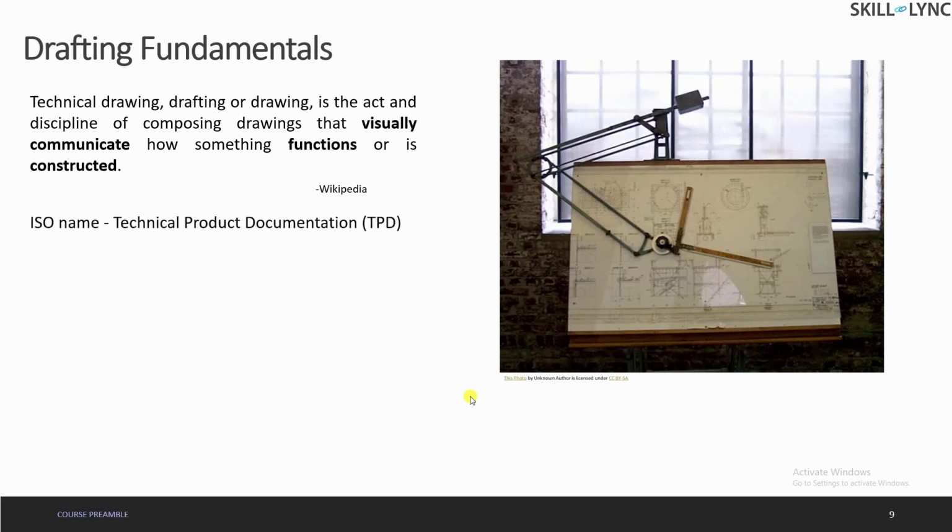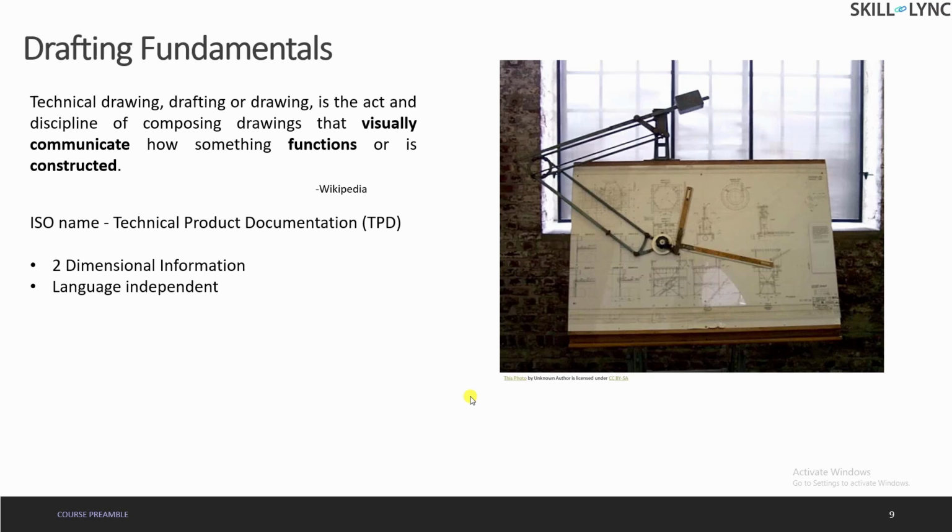The ISO name, that is the International Standards Organization name, for this drafting is technical product documentation. Documentation means that you're storing it for ages to come. That is, you're indexing it, properly locating it and then storing it. So that is where this drafting comes in actually. As we discussed earlier, it is two-dimensional information and it is language independent. A technical drawing can work across geographies provided they all have a common understanding of what a technical drawing is.